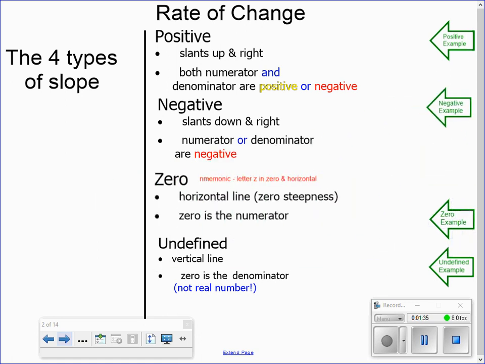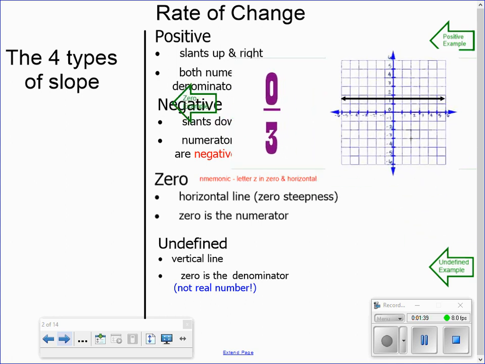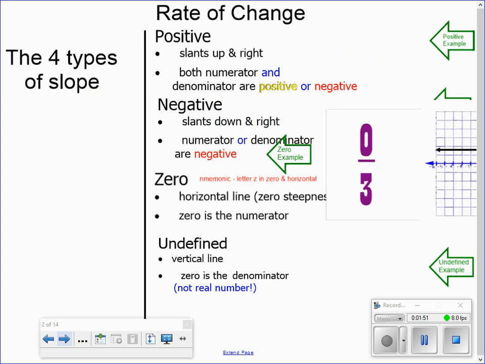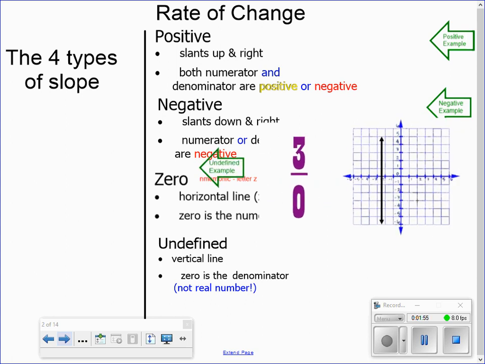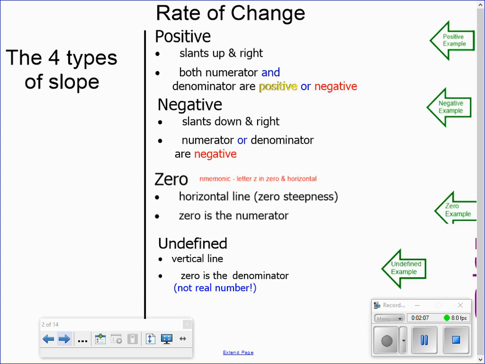We talk about zero slope. Zero slope talks about the steepness of our line being flat or zero. So there is zero steepness. It's a flat horizontal line. And when we're looking at a fraction, 0 is going to be in the numerator. And when we talk about undefined, undefined is a lot like zero slope, but it's the opposite. So instead of a horizontal line for undefined, we'll have vertical, and instead of 0 being in the numerator, 0 will now be in the denominator.